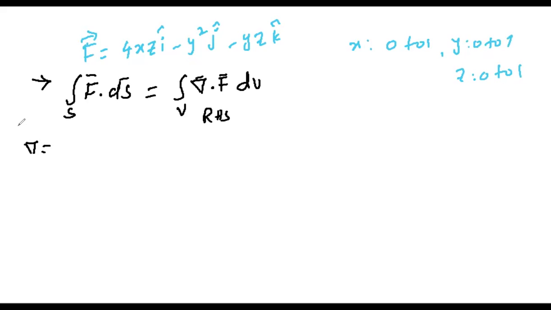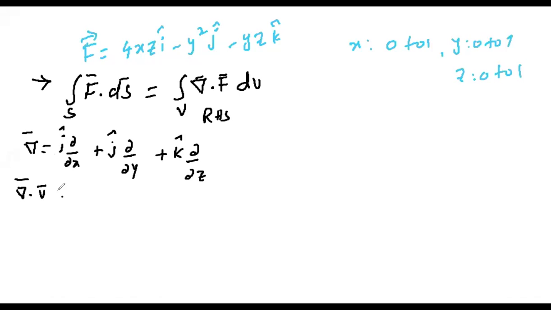The del operator, del vector, is i ∂/∂x plus j ∂/∂y plus k ∂/∂z. These are my unit vectors, and I have to remember them always in caps. Now I have to find del dot F, the divergence of F. So when I do the divergence of F, how much am I going to get?